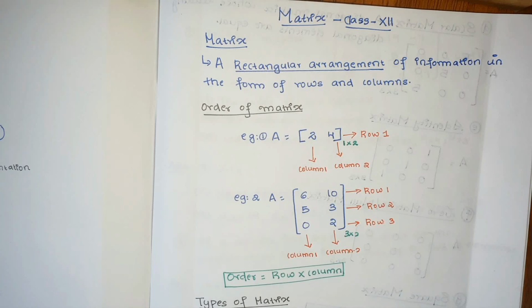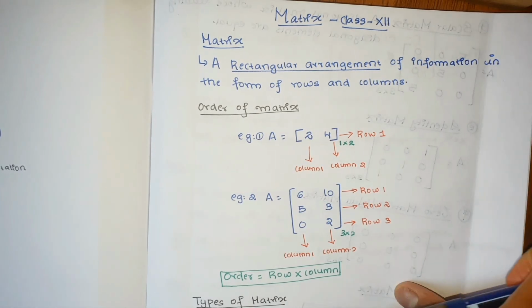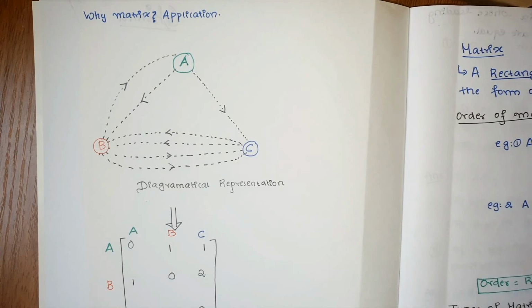Today we are discussing Matrices of Class 12, which is the third chapter. Okay, so students, what is a matrix? A matrix is a rectangular arrangement of information in the form of rows and columns. Okay, so I will explain you an application.